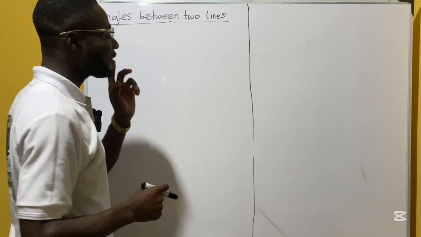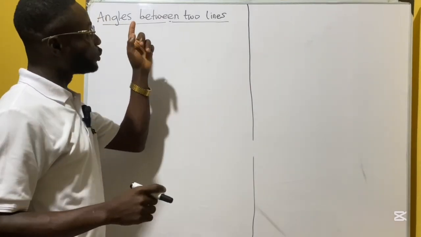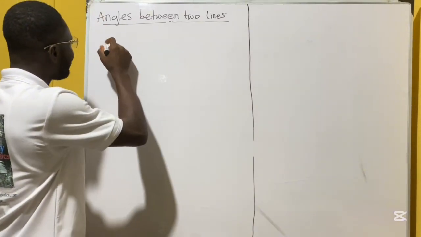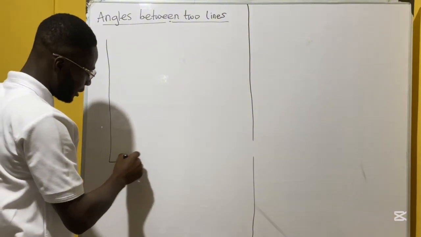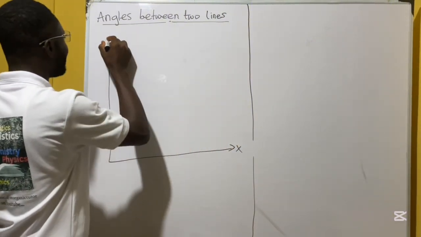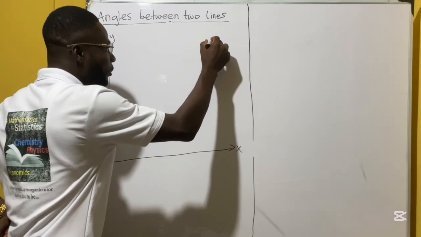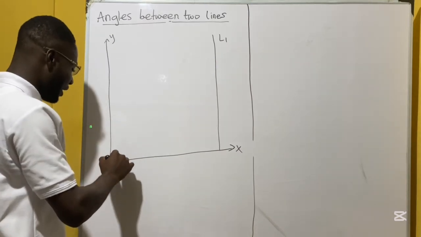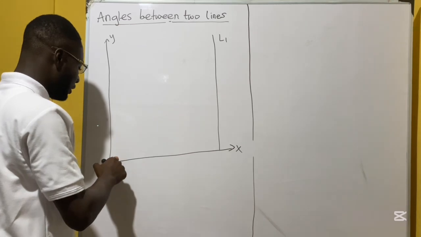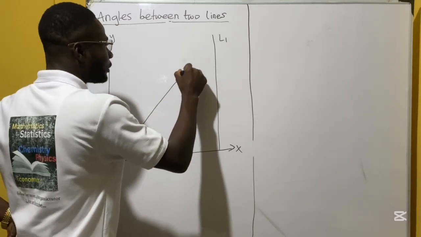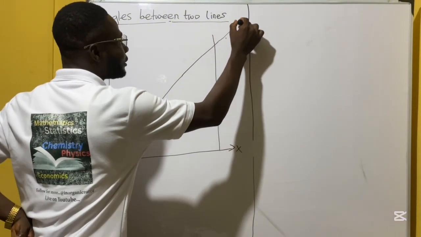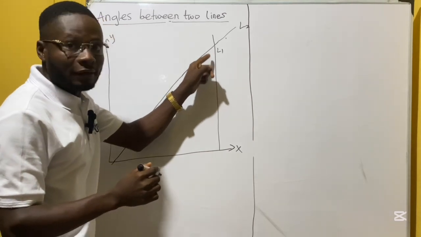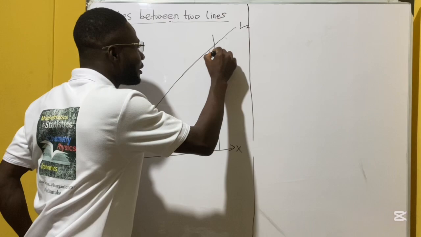Let's illustrate the angles between two lines on the two-dimensional plane, or what we call the x and y plane. So we have our y-axis and our x-axis. Let's say we have line 1 that is drawn at this position, so we call this L1. And there is another line that joins L1, so we call this L2. We want to know the angle that forms here between L1 and L2, so we call this theta.